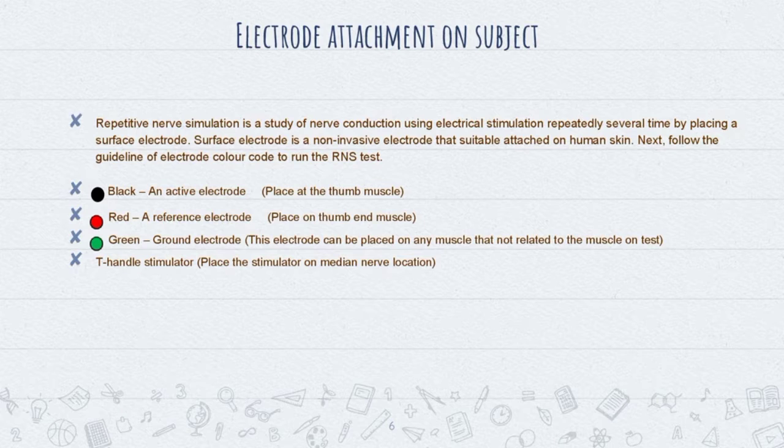First, black, an active electrode. Place it on the thumb muscle. Red, a reference electrode, placed on the thumb and muscle. Green, ground electrode. This electrode can be placed on any muscle that is not related to the muscle on test. T-handle stimulator. Place the T-stimulator on the median nerve location.